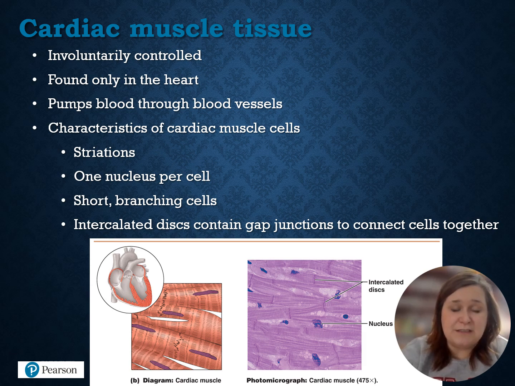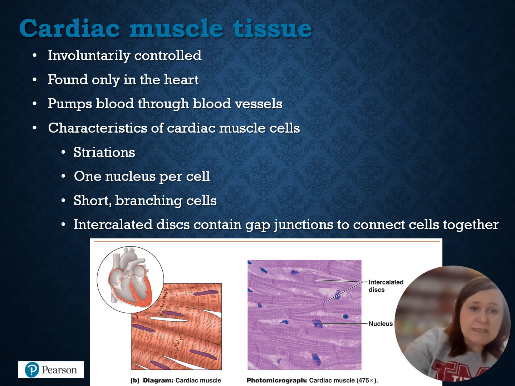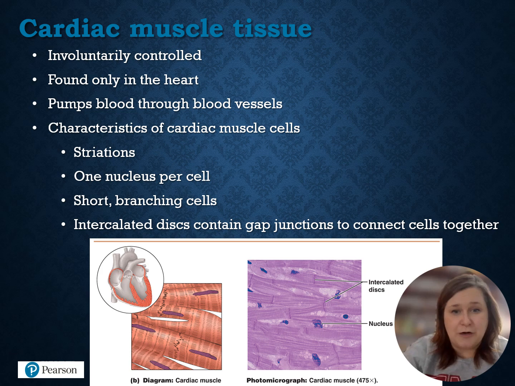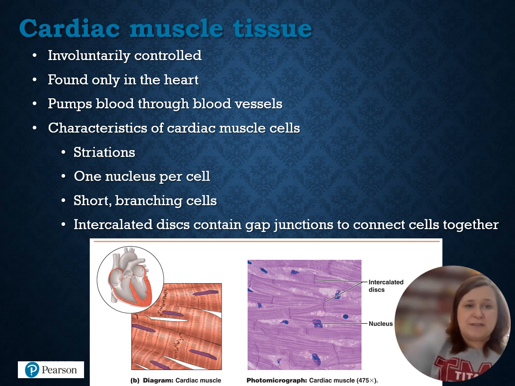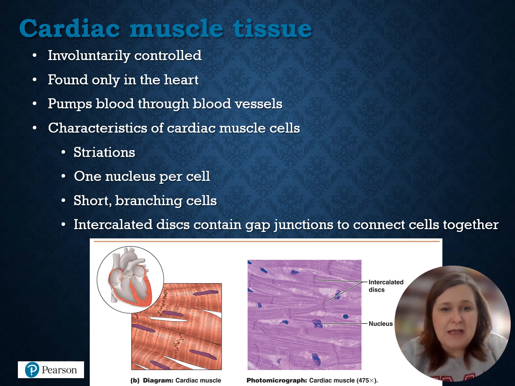Cardiac muscle tissue is involuntarily controlled. It's only going to be found in the heart, and its purpose is going to be to pump blood through the blood vessels. The characteristics, when you're looking under a microscope, of cardiac muscle tissue: it is also going to have striations, although they're going to be a little bit more spread out and look a little bit different. There's only going to be one nucleus per cell, so that's how you can differentiate it from skeletal tissue. And they're going to have short branching cells.